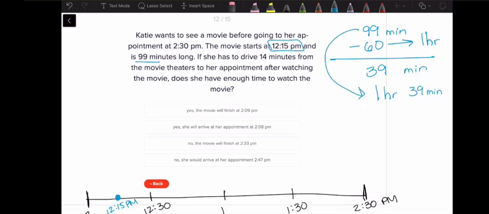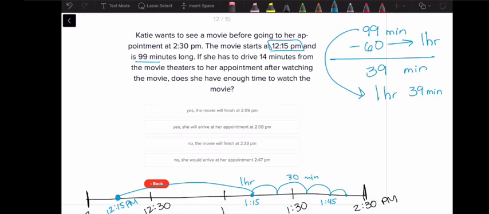So let's see where that lands me. The movie takes an hour and 39 minutes. So 1 hour after 12:15 lands me at 1:15. That's 1 hour, and I'm going to add 39 minutes. So let's see. If I jump in intervals of 10, that would be 1:25, 1:35, 1:45. And that's only 30 minutes, but I need 9 more.